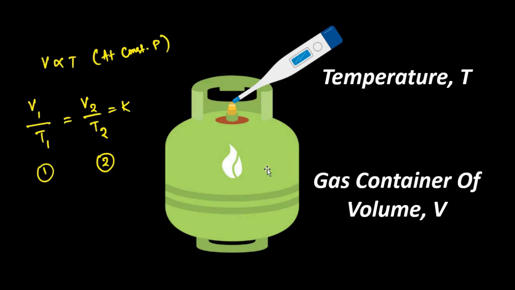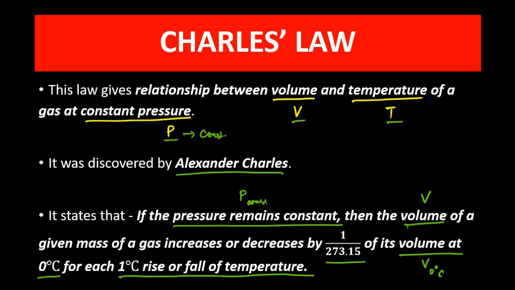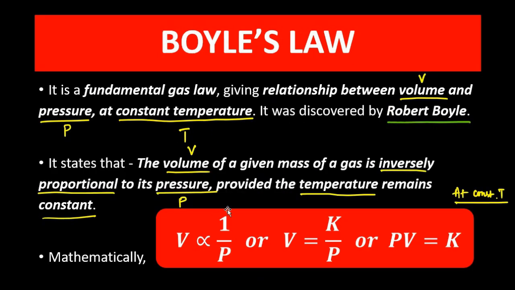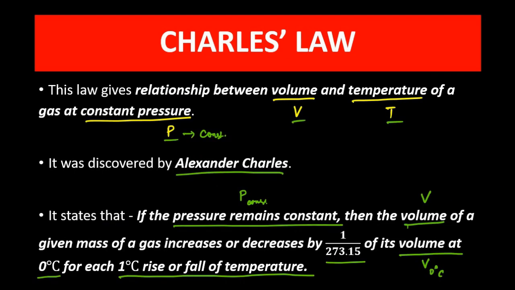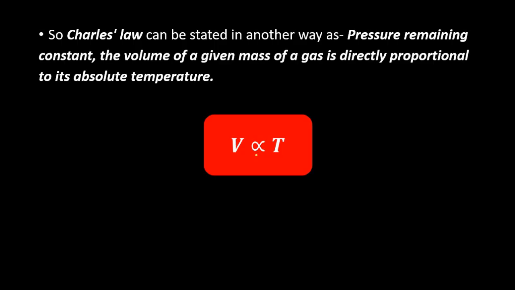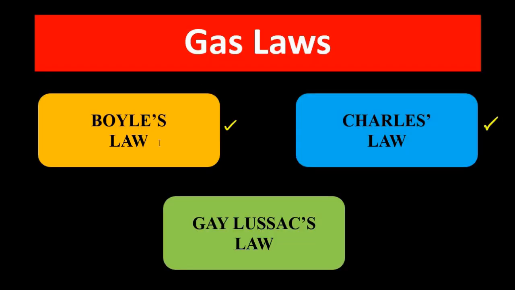Okay, so this is Charles' law. So we have Boyle's law, which states volume is inversely proportional to pressure, pressure is inversely proportional to volume at constant temperature. Then we have Charles' law, which states that volume is directly proportional to temperature at constant pressure. Okay, next we have the third important law, which is Gay-Lussac's law.